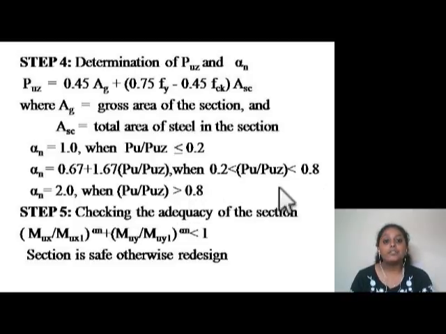After finding Puz and alpha n, we have to check the adequacy of the section. This equation we have to use for checking the adequacy: (Mux by Mux1) whole raised to alpha n plus (Muy by Muy1) whole raised to alpha n should be less than or equal to 1. Otherwise, we have to do the redesign.